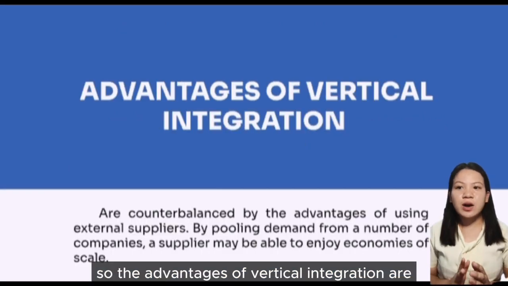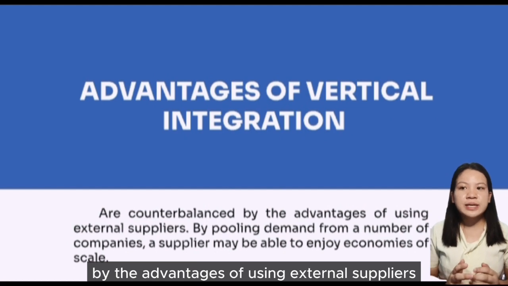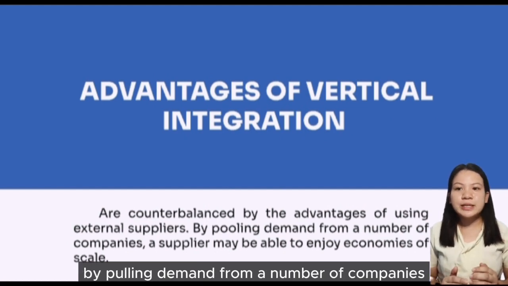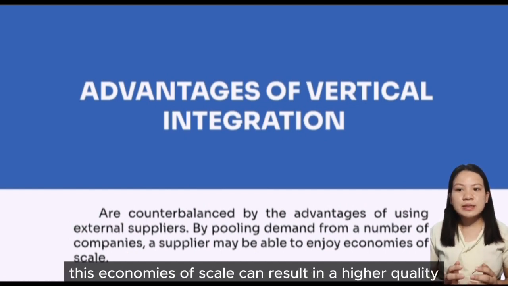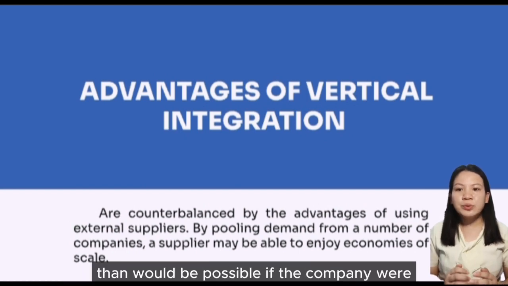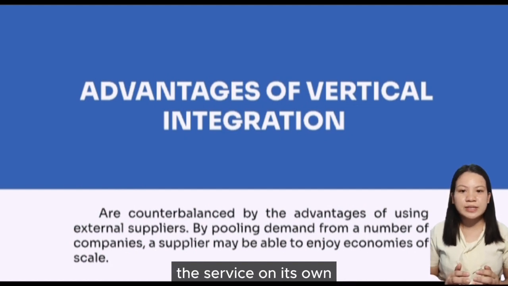So the advantages of vertical integration are counterbalanced by the advantages of using external suppliers. By pooling demand from a number of companies, a supplier may be able to enjoy economies of scale. These economies of scale can result in higher quality and lower cost than would be possible if the company were to attempt to make the parts or provide the service on its own.